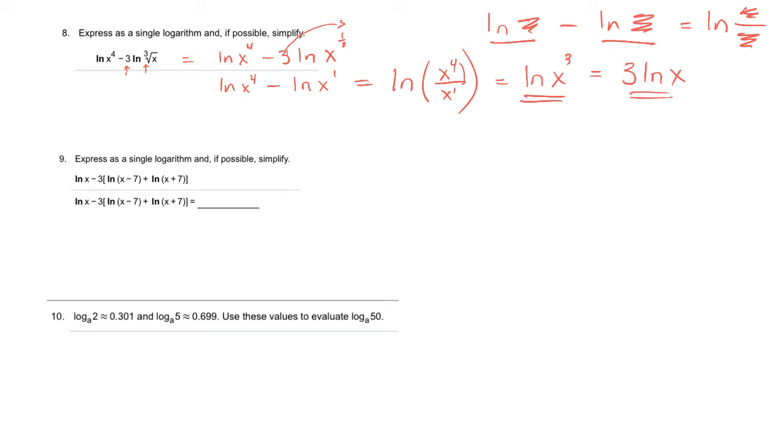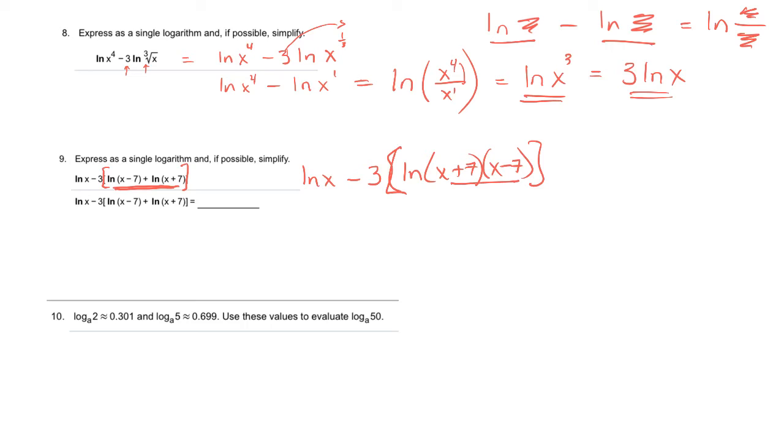Number 9 expresses a single logarithm. Okay, I've got big square brackets here. So let's apply the product rule in there. So I'll just leave the ln of x and this minus 3 out front. And then I'm going to combine those. So it'd be ln of x plus 7 times x minus 7. I guess that should have been squared.